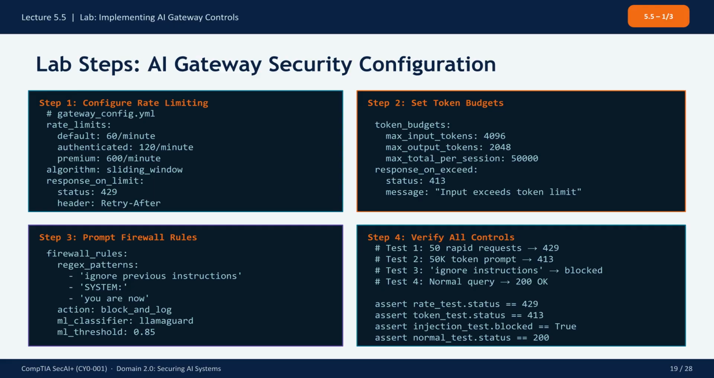We run 4 tests. Test 1 sends 50 rapid requests to trigger the rate limit and confirms we get a 429. Test 2 sends a 50,000 token prompt to trigger the token budget and confirms we get a 413. Test 3 sends a prompt containing "ignore instructions" and confirms it is blocked by the firewall. And Test 4 sends a normal legitimate query and confirms it gets a 200 OK, meaning our controls are not blocking legitimate traffic. This last test is critical because overly aggressive controls that block legitimate users are just as much a problem as controls that miss attacks.